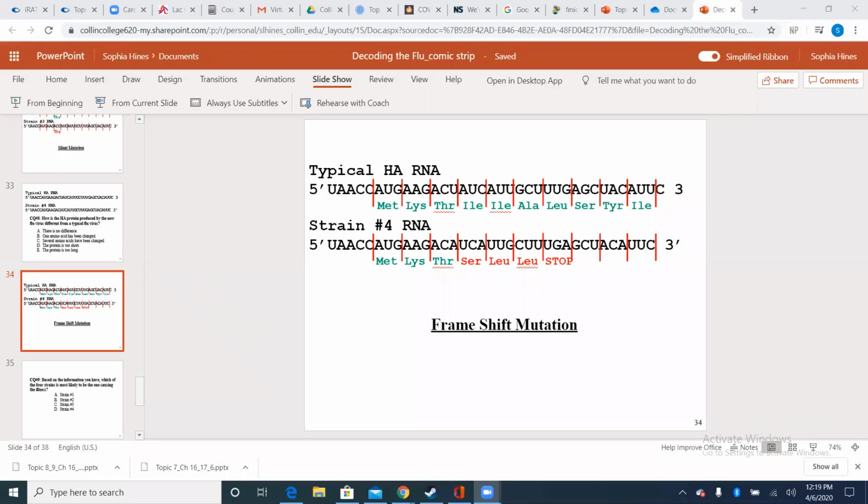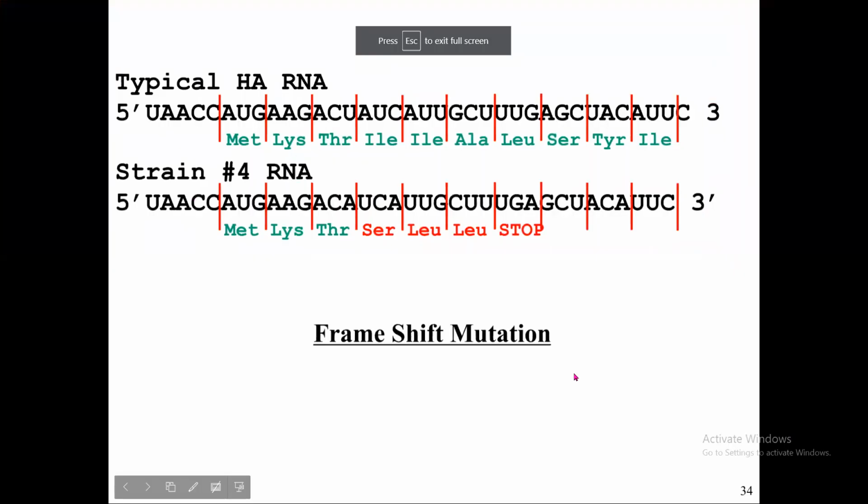Hello, everyone. I am coming back at you to go over some of the answers for the flu codon case study. While looking through the discussion boards, I saw that the most commonly chosen answer for which strain is causing the infection was strain 4, which I have pulled up here.